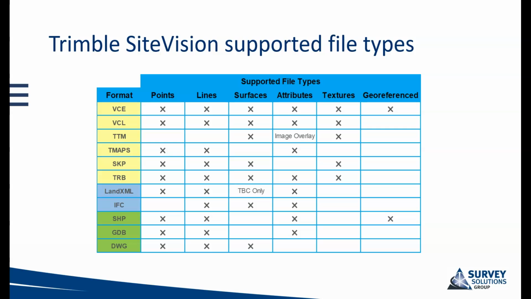Obviously all data formats, points, line style, surfaces are supported from that. It's also a georeference file, so it will contain the supporting coordinate system information. We also have a VCL file, which is information that's collected either in the Trimble SiteWorks or FWorks.